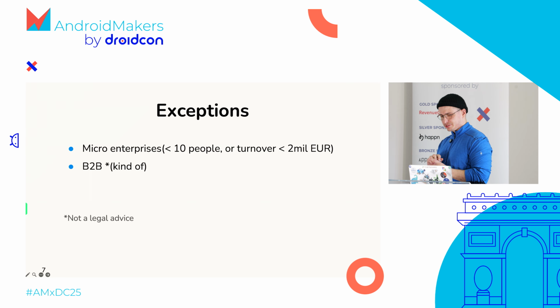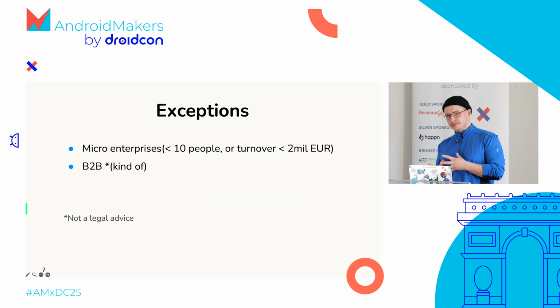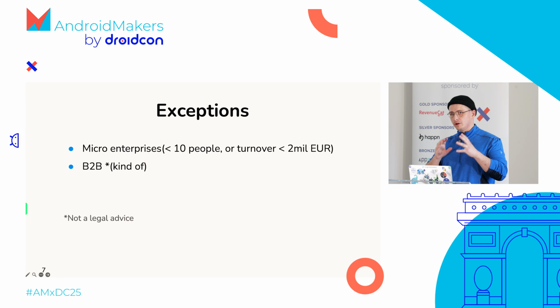EAA defines some exceptions for this. So if you are a micro enterprise, so you're less than 10 people, or your annual turnover is less than 2 million euros per year, for now you're exempt from this rule, but you have to be vigilant, because once you stop being a micro enterprise, all of these rules right away will be applied to you.